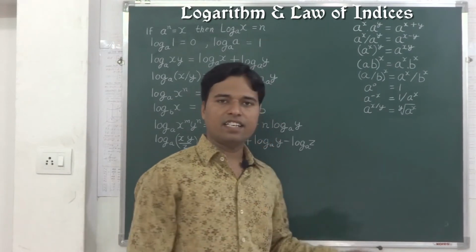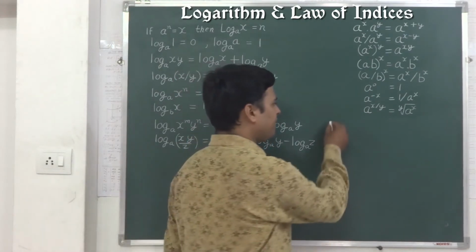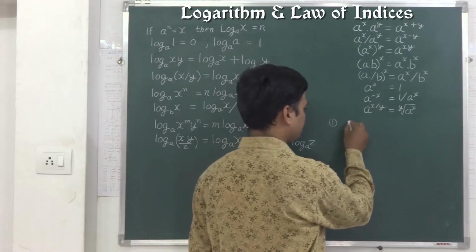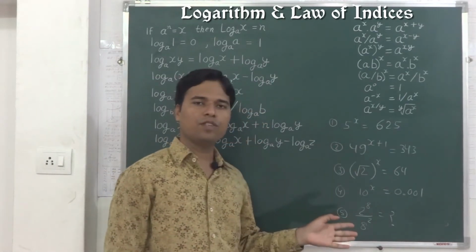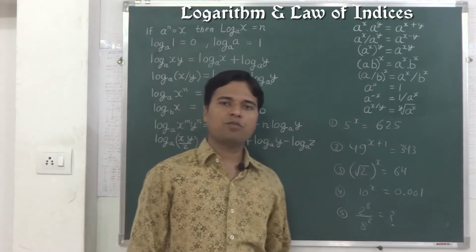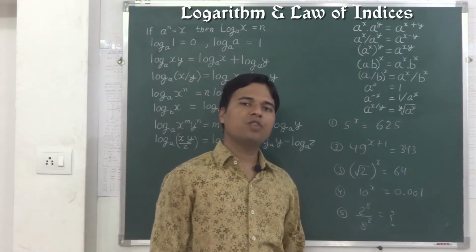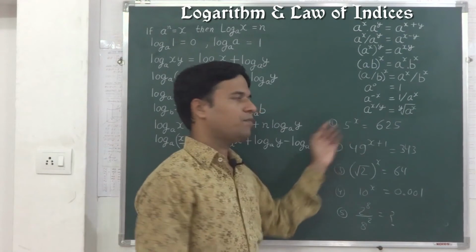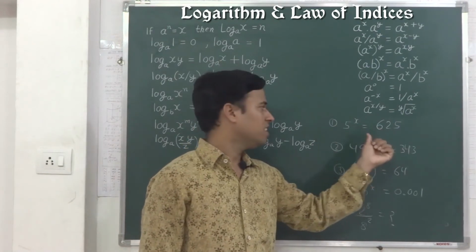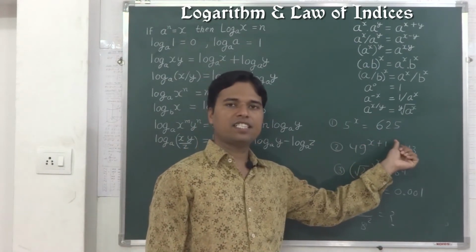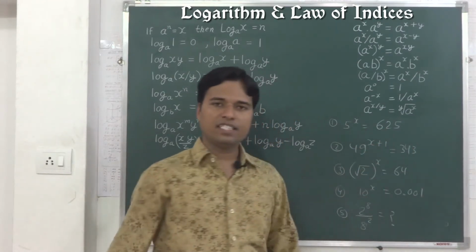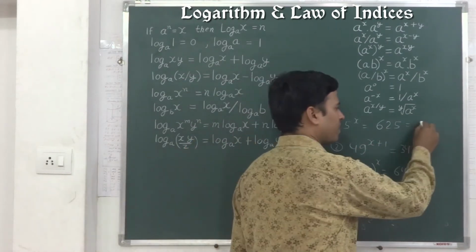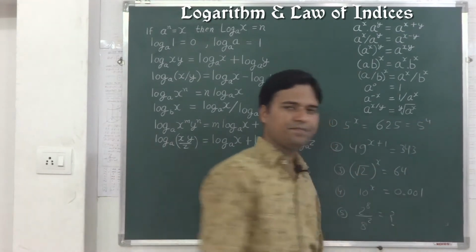I will write here 5 problems and we will solve them. Dear students, here are some simple problems which can be solved using these formulas and your previous knowledge of mathematics. In the first problem, 5 power x is equal to 625. 625 is nothing but 5 power 4.